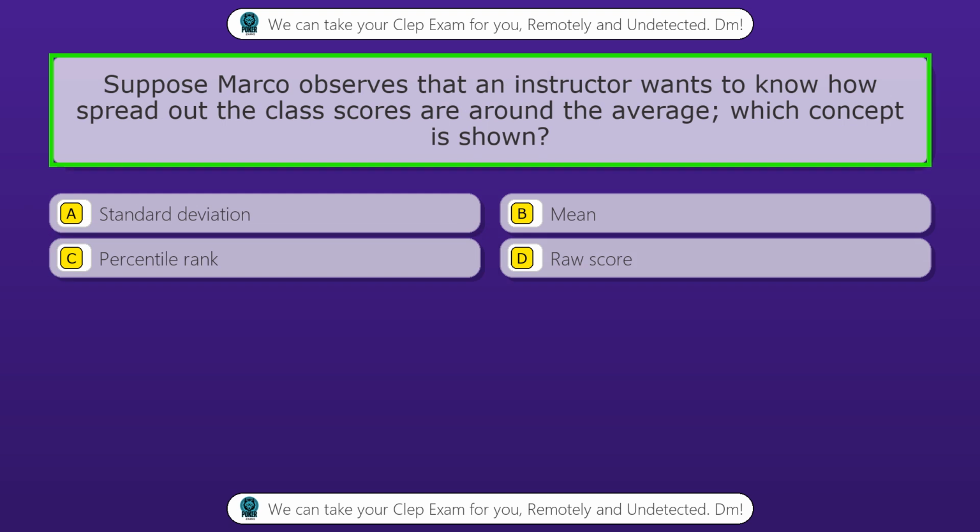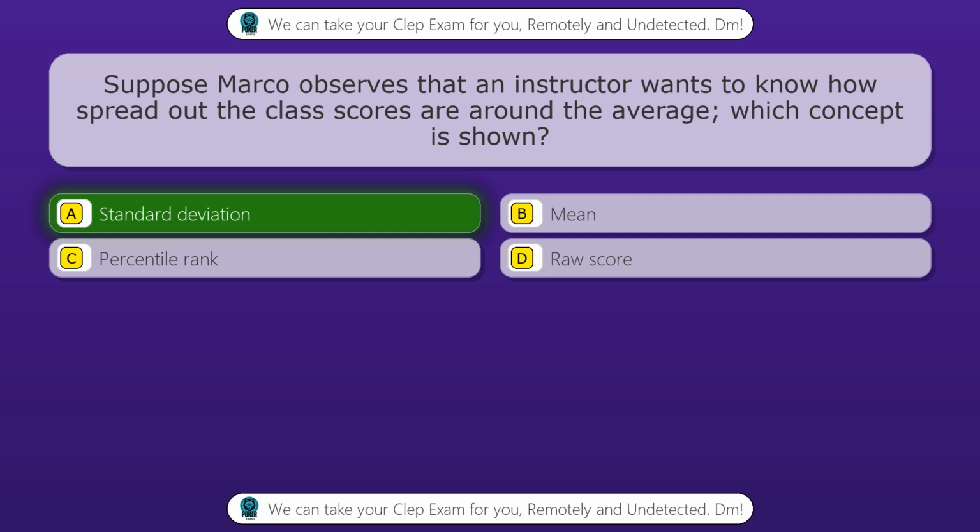Question 94. Suppose Marco observes that an instructor wants to know how spread out the class scores are around the average. Which concept is shown? Option A, standard deviation. Option B, mean. Option C, percentile rank. Option D, raw score. The correct answer is option A, standard deviation.